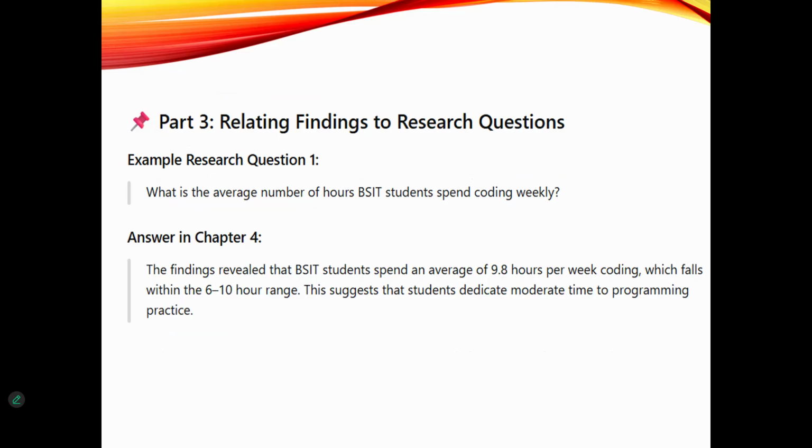So now let's relate the findings to the research questions. For example, the research question is, what is the average number of hours BSIT students spend coding weekly? So your answer in chapter 4, the findings revealed that BSIT students spend an average of 9.8 hours per week coding, which falls within the 6 to 10-hour range. This suggests that students dedicate moderate time to programming practice. So, this is an example. I hope you understand. So, that's how you analyze the data.